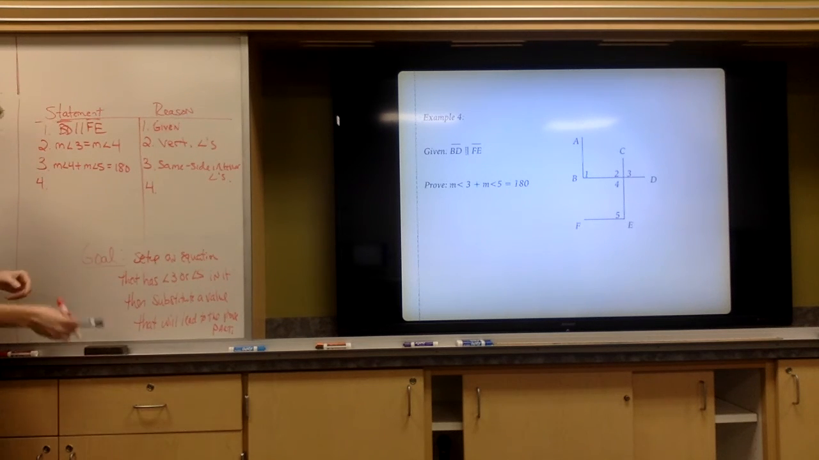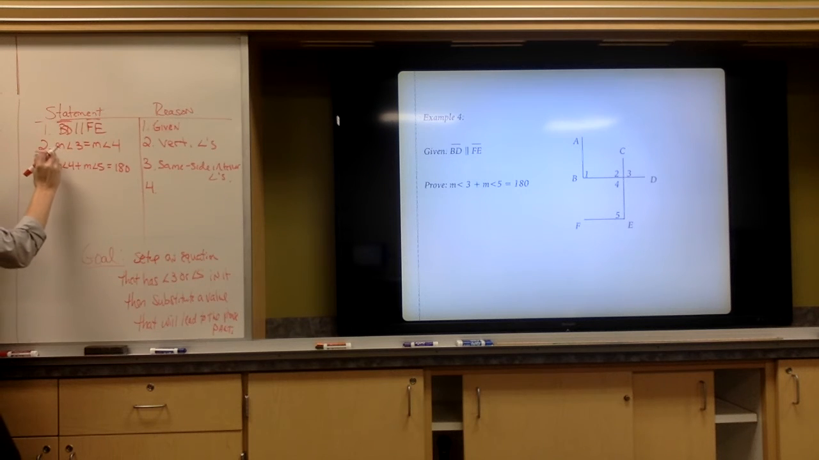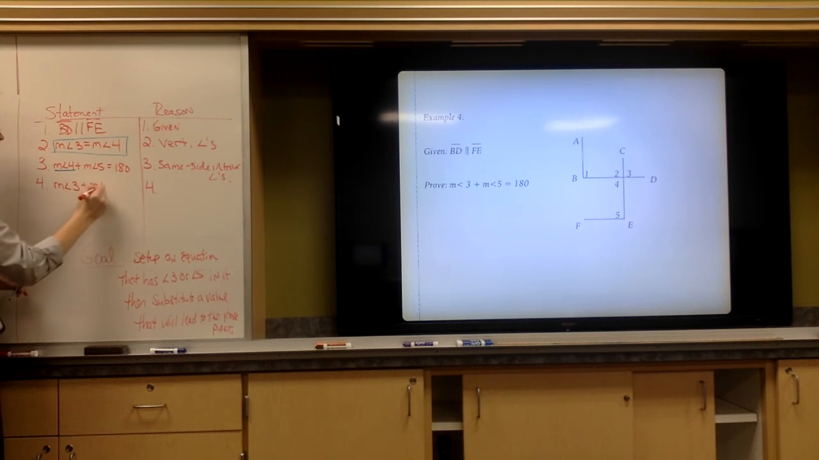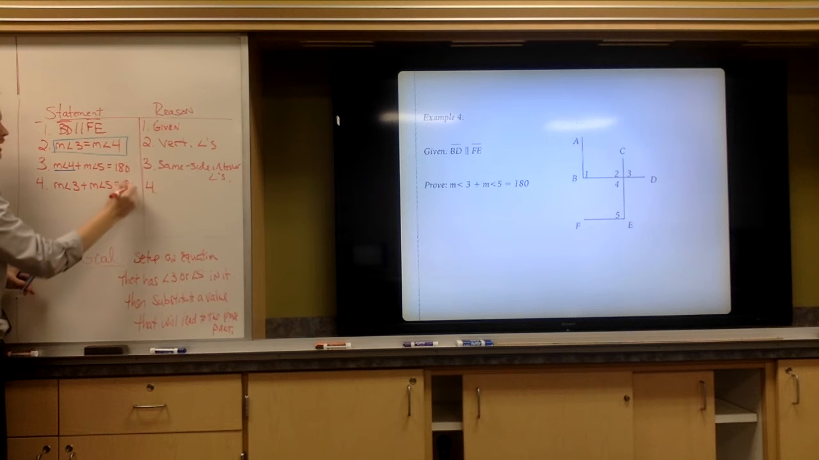I'm going to grab a different color here. Okay? You see how this step says 3 is the same thing as 4? So look at this equation. I have 4 right here. I can substitute angle 4 for angle 3 because they are the same. So I'm going to make that substitution. So the measurement of 3 plus the measurement of 5 equals 180.